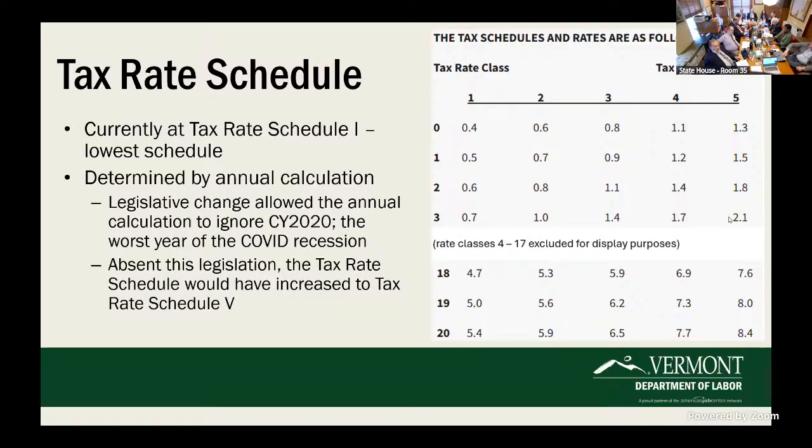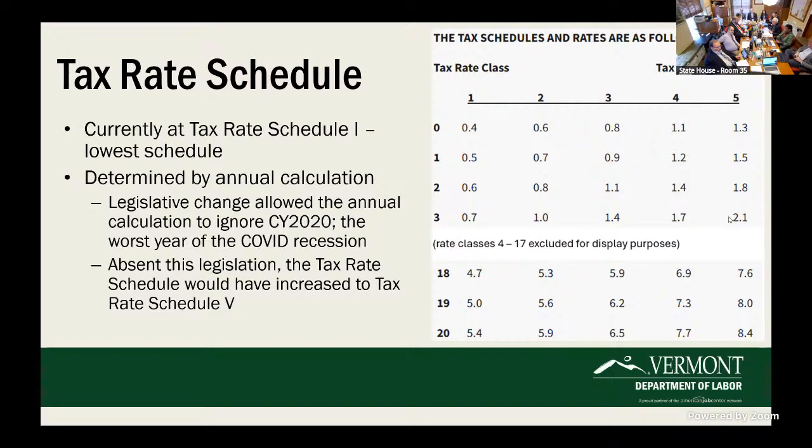Because as you go from tax rate schedule 1 to 2 to 3 to 4 to 5, it increases, and you'll see that across the board, even at the 0 class, increasing from 0.4% all the way to 1.3% in the extreme case of going from schedule 1 to 5. And that would have been the situation in 2021 during the COVID recession had legislative intervention not occurred. But they said, actually, we can take a step back and see that the economy is not in total free fall, which it was in 2020 during the economic recession associated with COVID.